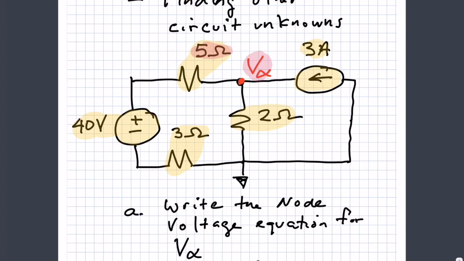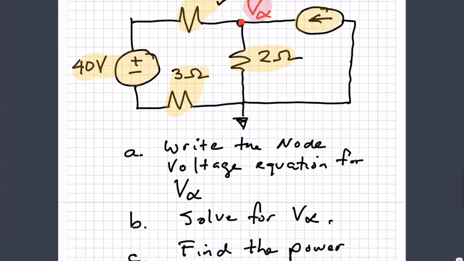We're going to write the node equation for V alpha, and once we do that, we can solve for V alpha. And then from there, once we have V alpha, anything else in the circuit should be pretty easy to find. We're going to illustrate that by finding the power associated with the 5 ohm resistor.